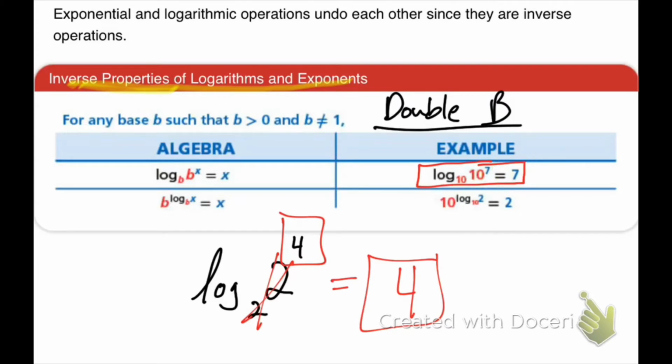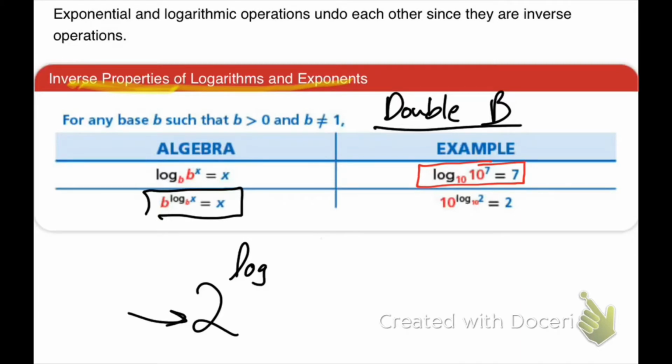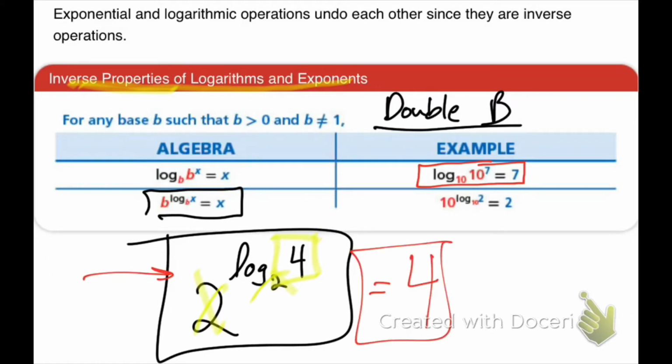Like I said, this is probably the easiest one to do, because you just really cancel them out. For this one, I take a number, let's say 2 raised to the power. Now the exponent in this case is our logarithm. So it's 2 raised to the power of log base 2 of, let's just say, 4. Well, what does this equal? Now here's my double B, right there and right there. They cancel each other out. I'm left with 4. So that's what this would be equal to.